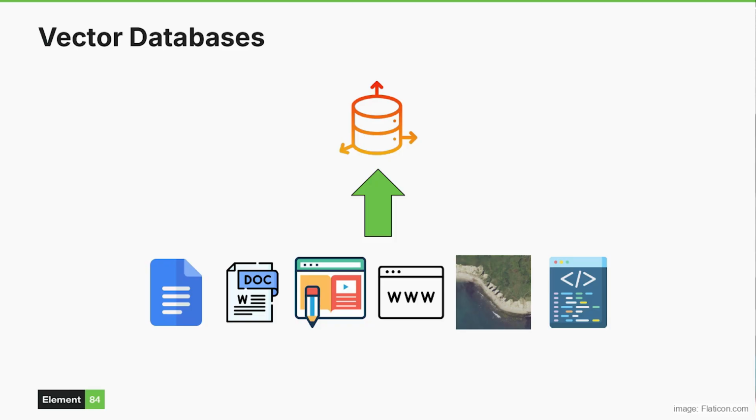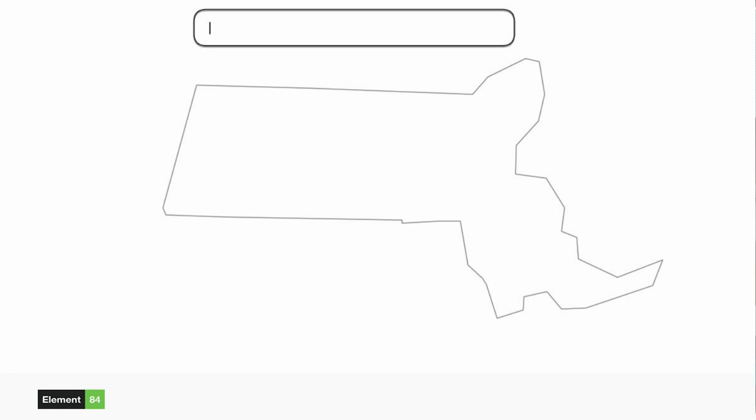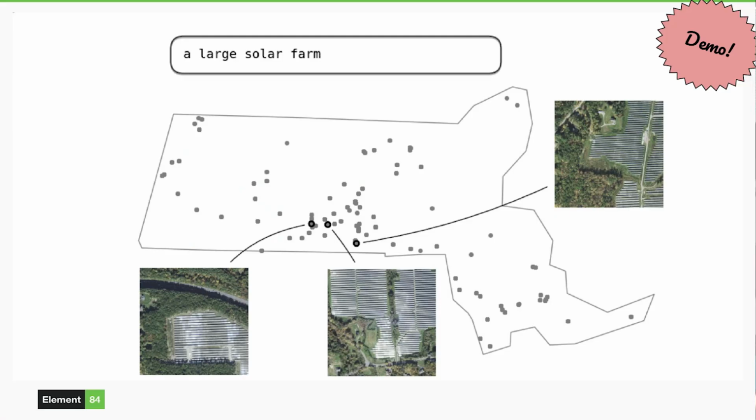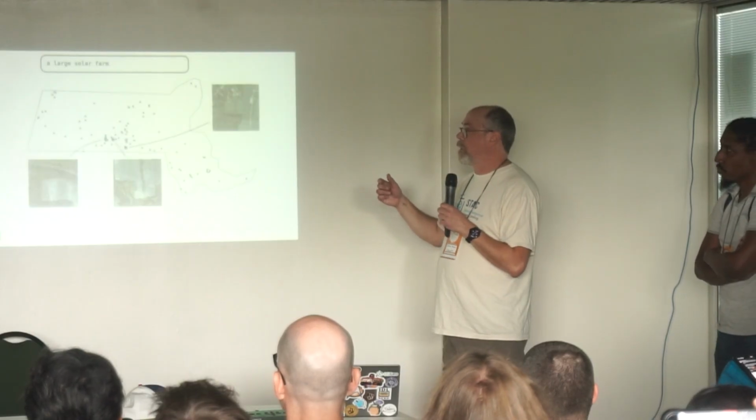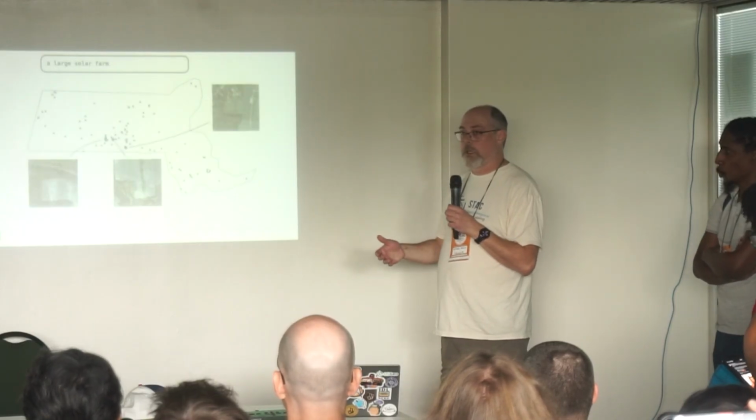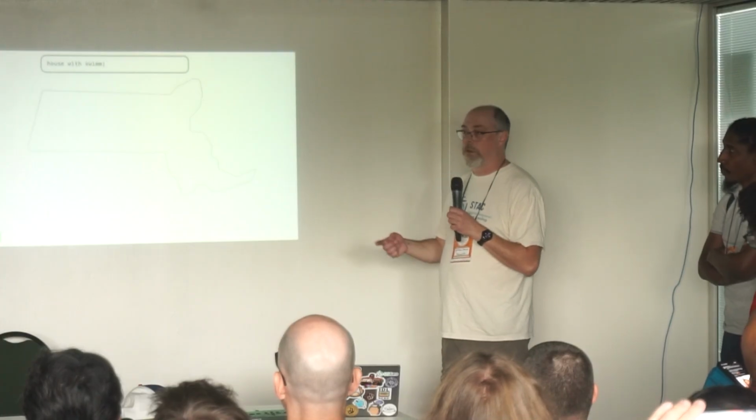So if we take all our data and put it in our vector database, we can do cool things like this. We have a demo for this, and there's an open source repo. We've done this for the state of Massachusetts in the U.S., where we took the NAIP data. This is publicly available high-resolution data. And we created the vector embeddings using SkyClip for the entire state for 1 year.